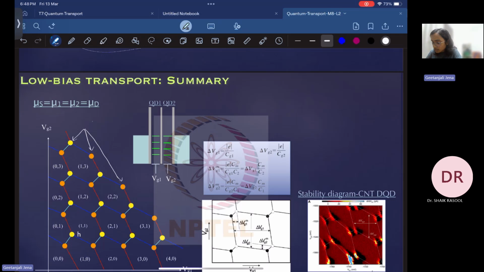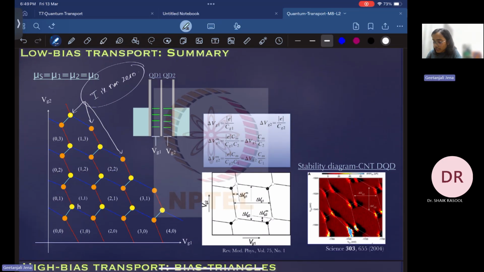They are the region where the current is non-zero. So transport happens only at these points. And inside this hexagonal region where you can see the charge is remaining constant, it is only 1, 3 for this one, 1, 2 for this one, and 2, 2 for this one, and like this. So inside this hexagonal shaded region, there won't be any charge transport because the charges remain constant. So I think this is all. These are the two things that you need to remember.